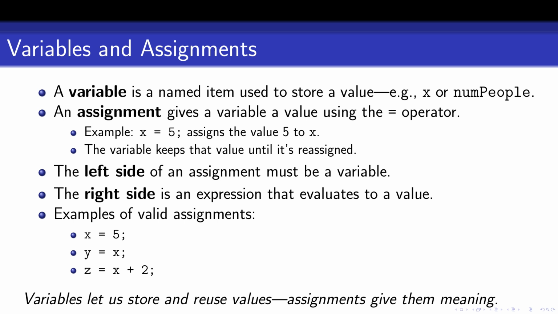Every assignment statement has a variable on the left-hand side and an expression on the right. The right side is evaluated first, and the result is then assigned to the variable on the left. That expression could be a literal like 5, another variable like y, or a full calculation like x plus 2. Understanding this flow is essential to building logic and keeping track of values in your program.